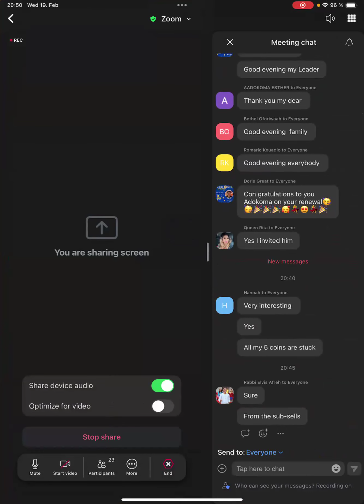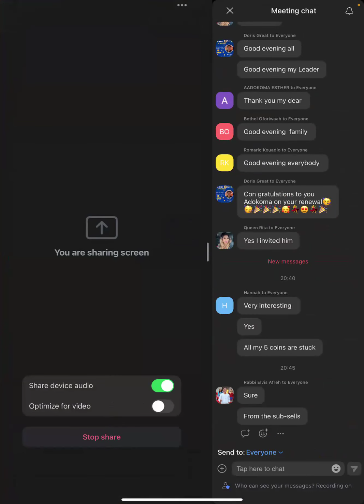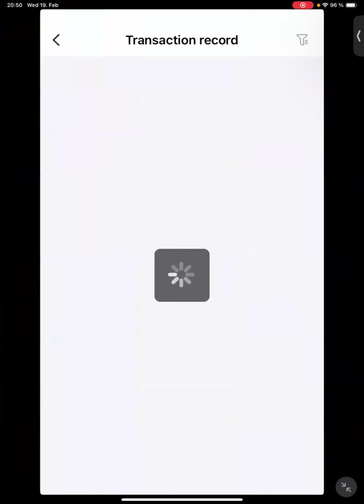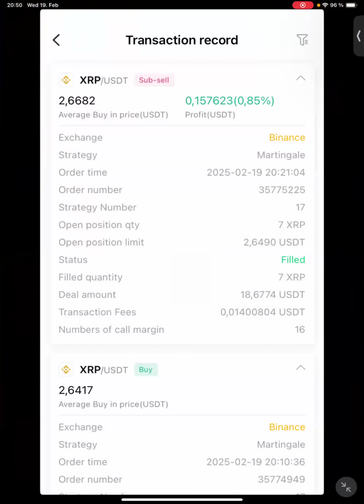From the sub-cells. You're too good, Rabbi. 10 points for you. Okay, great. So he got it correct. From the sub-cells. So that is the main reason why, if you are trading without more margin calls, nothing will be happening. Okay, these are sub-cells.